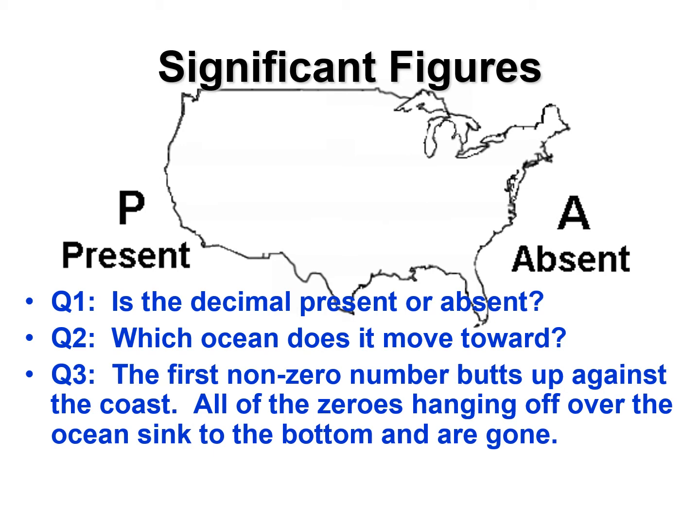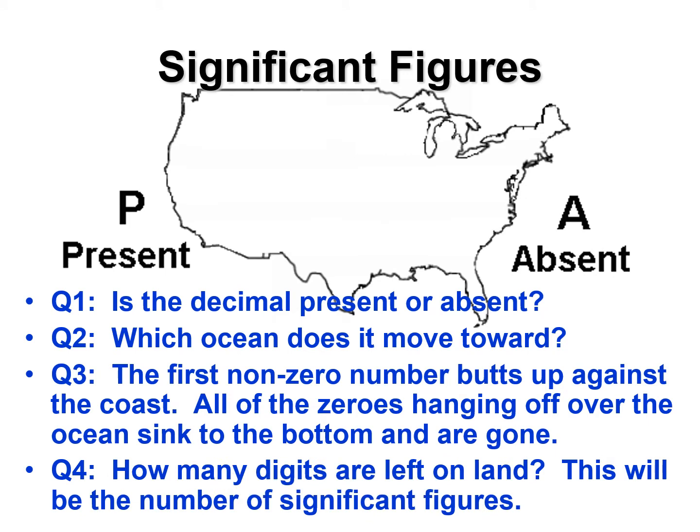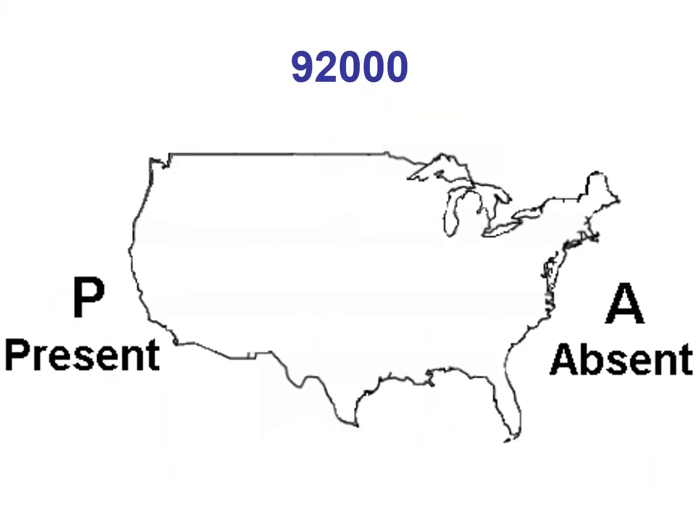The first non-zero number that butts up against the coast, you stop. Any numbers that are left on land are considered significant figures. Any numbers that are in the ocean are considered not significant. And just a hint, zeros are going to be the only numbers that are going to be considered not significant.